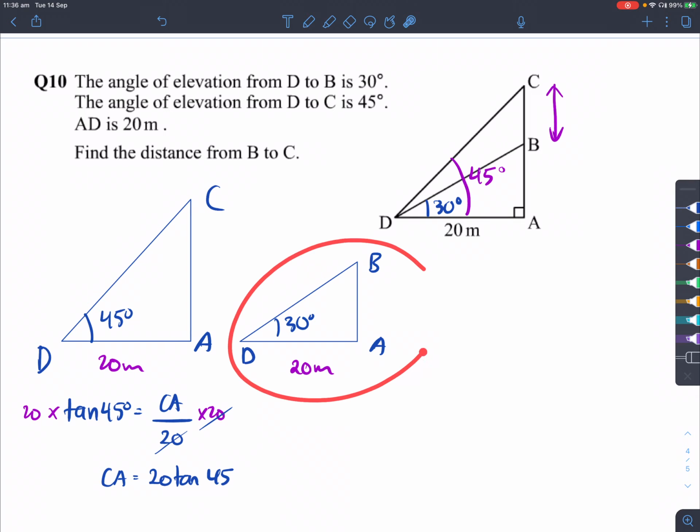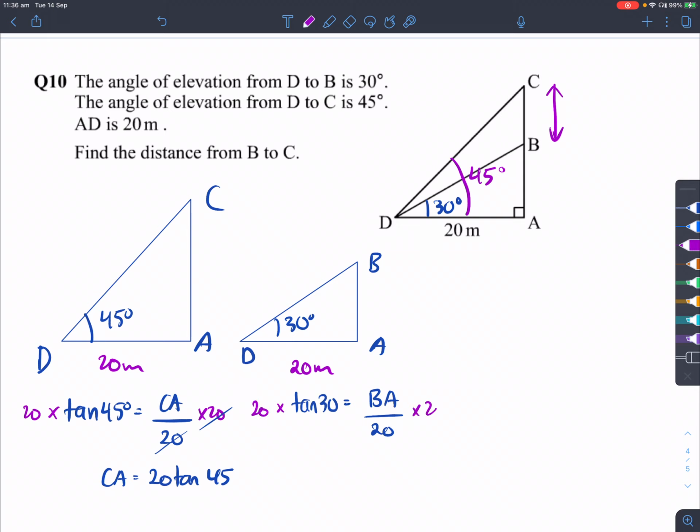Then we move on to this triangle. Opposite 30 degrees is BA. That's what we're trying to find here. So that's opposite, whereas this is adjacent. So we're going to use the tan ratio again. So tan of 30 is BA over 20. We're going to once again times both sides by 20 so that these 20s cancel. So BA is then 20 tan 30.